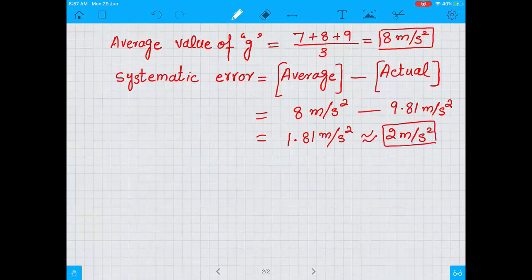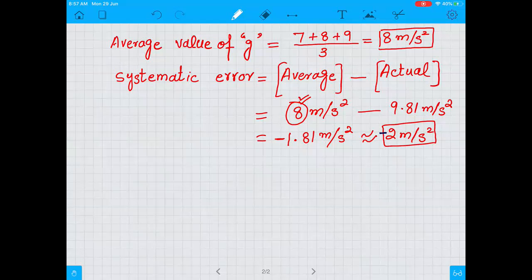The reason for this rounding off is that decimal points in 8 are not given. So you'll follow the least precise data when you are subtracting. So 1.81 can be written as 2 meter per second square. And this is a negative systematic error. It is negative. Why it is negative? Because the actual value is bigger than the average value. So this is the method to calculate the systematic error in a given experiment.